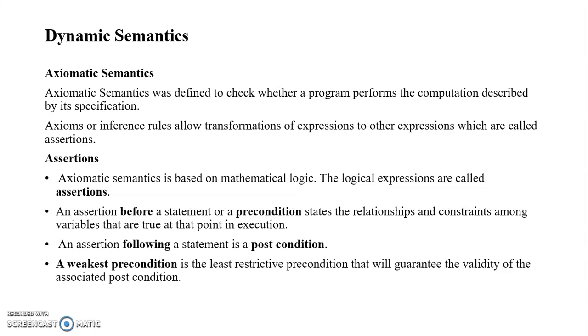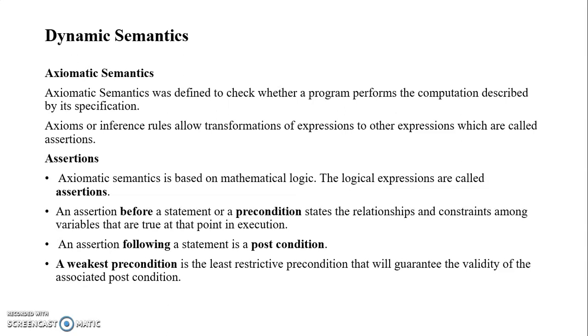Okay, so axiomatic semantics was defined to check whether a program performs the computation described by the specification. That means it helps us check whether my program is going the way we need or not. Okay, and axioms or inference rules allow the transformation of expressions into other expressions, which are called assertions. Axiomatic semantics is based on mathematical logic. The logical expression is called an assertion.